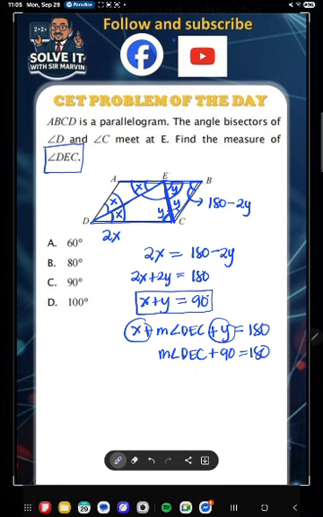And solving for the measure of angle DEC, and transposing 90 to the other side of the equation, you'll have 180 minus 90. That will give us 90. So that means the answer for this problem is 90 degrees. Easy, right?